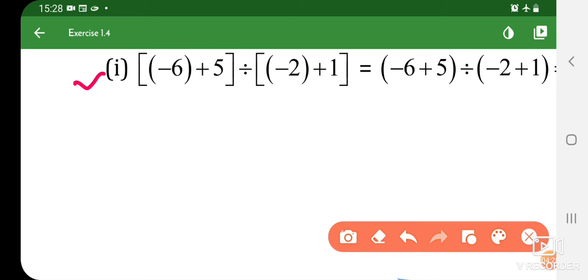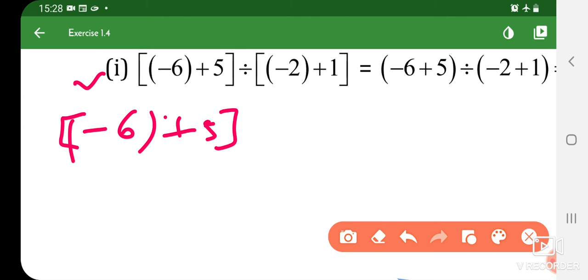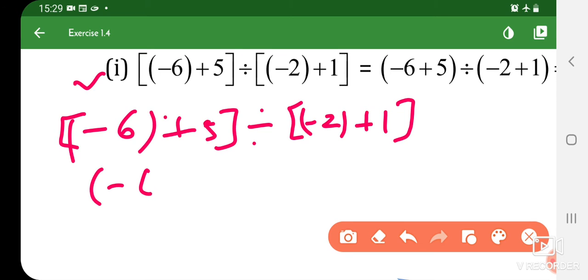Next is I, minus 6 in the bracket plus 5 and divided by minus 2 plus 1. Firstly we have to solve the bracket. Minus 6 as it is, and open this bracket, plus 5, and divided by, now open this bracket, minus 2 plus 1.